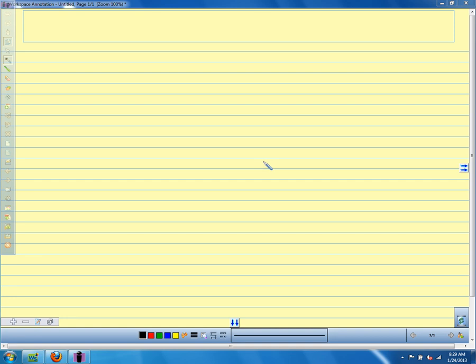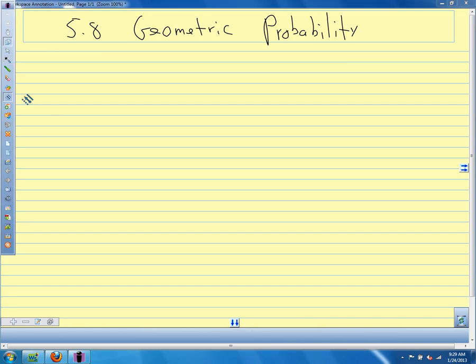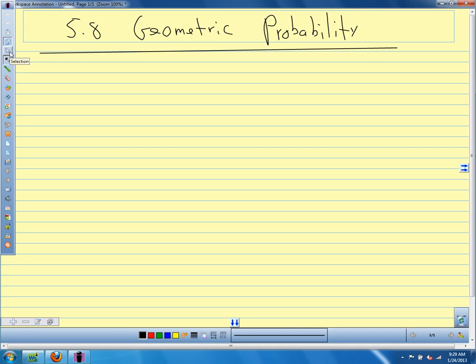Section 5.8, we're going to talk about geometric probability. So before we talk about why we're talking about probability at the end of chapter 5, let's do a quick recap of what we learned about probability already.